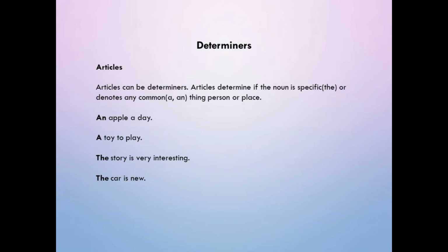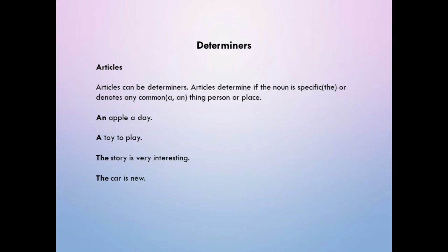Let's now see how that works with some examples. If I say an apple a day, in the statement, an and a rendu articles may they are determiners. And both of these articles are indefinite. The next one is a toy to play. In the sentence layum a is the article and that is acting as a determiner in this sentence. This article is placed before the noun toy.